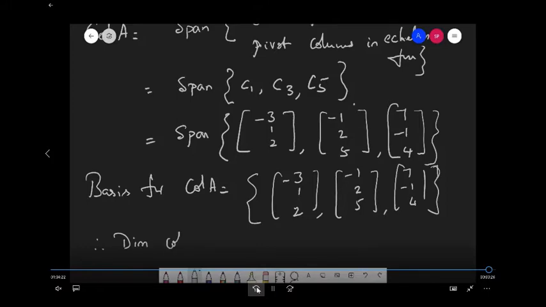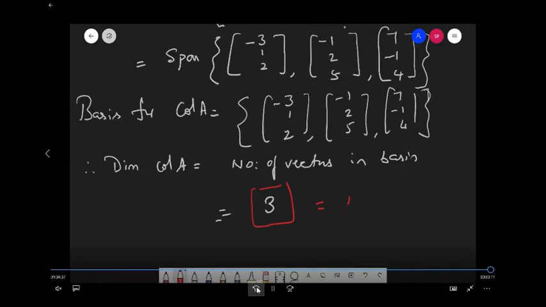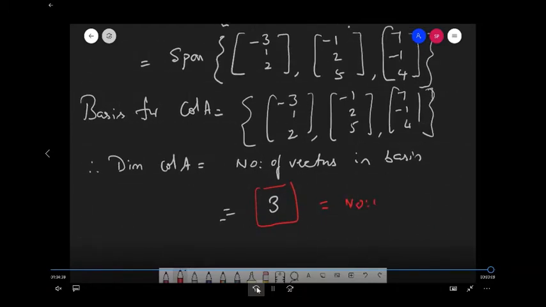Therefore, what is the dimension of column A then? The number of vectors in the basis. How many vectors are there in the basis? In the basis, I have 3 vectors. So this is nothing but, even I can say, the number of basic variables.